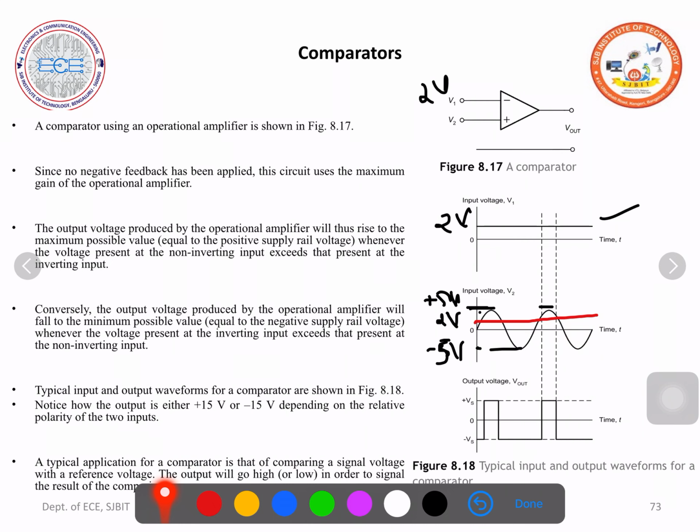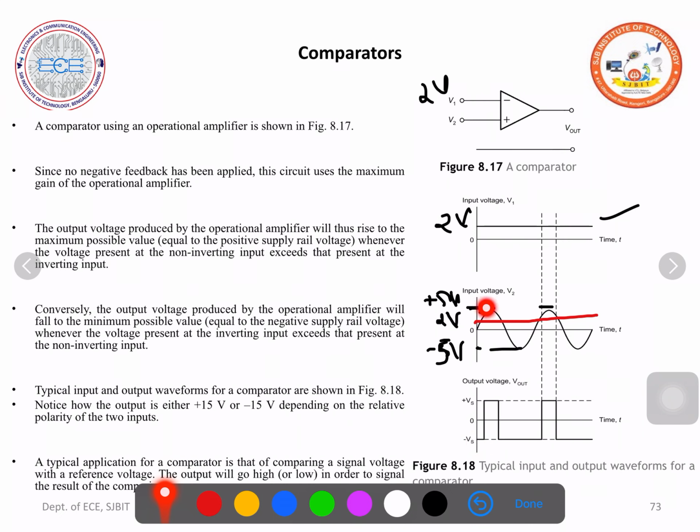Now from 0 to 2 volts, the voltage applied at V2 is smaller than the voltage applied at V1, because see the red line, this is the voltage applied at V1. Now here it is greater. So if the voltage applied at the inverting terminal is greater, you will get minus 15 volts, minus Vs. So here you are getting minus Vs, a very small segment.